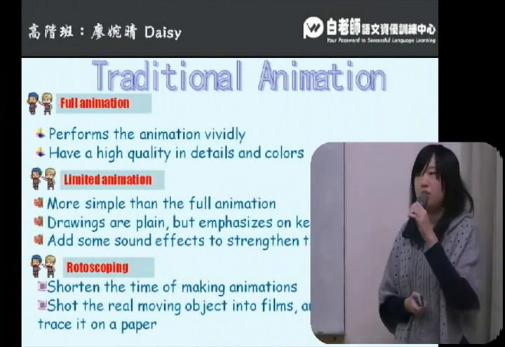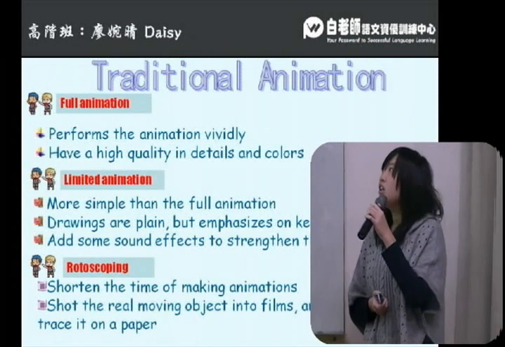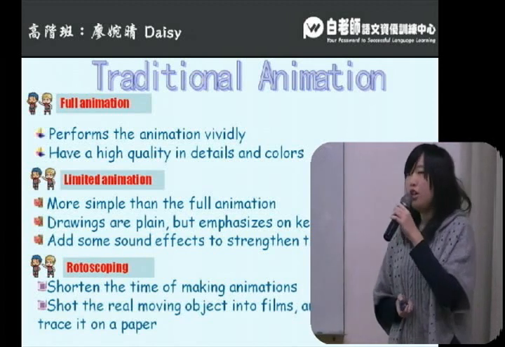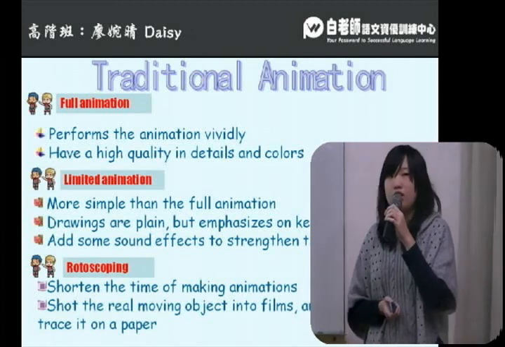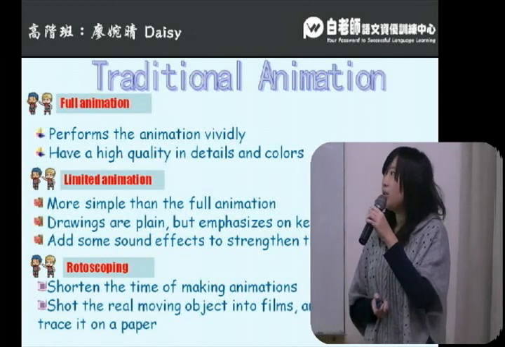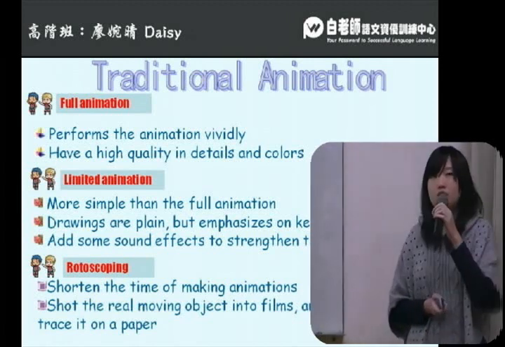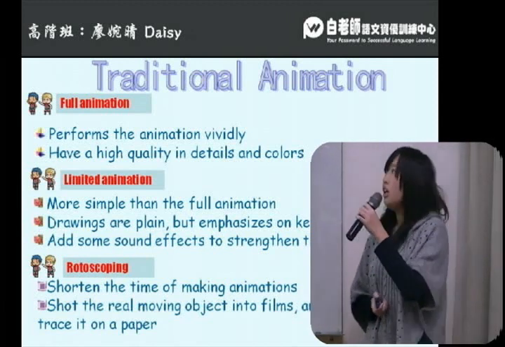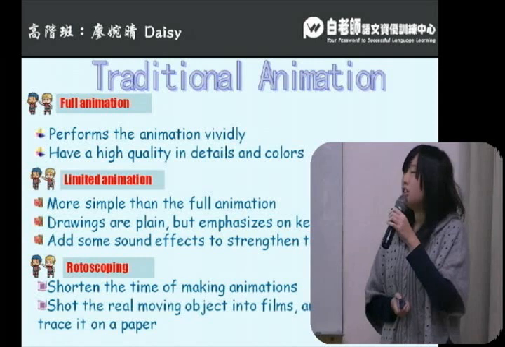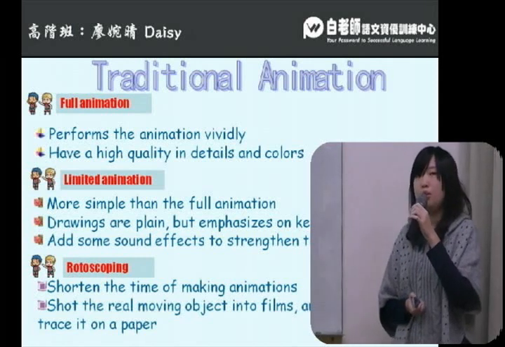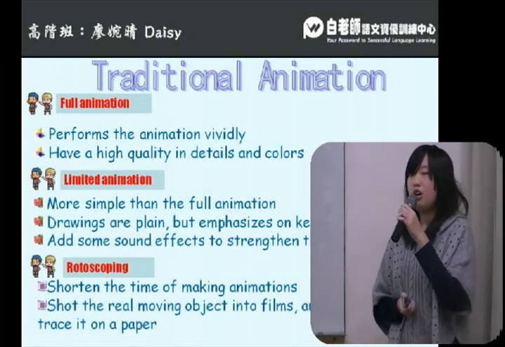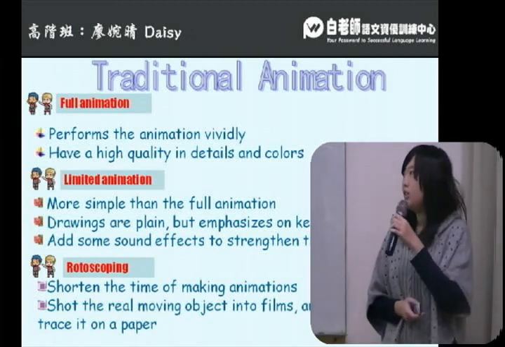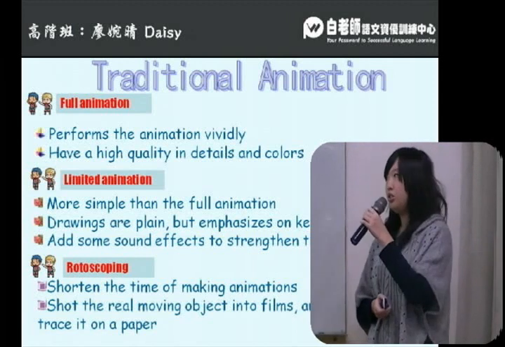And I will talk about the three techniques used in traditional animation. First one is the full animation. The full animation performs the animation vividly, and has high quality in colors and details. And the second one is the limited animation. It is simpler than the full animation, and the pictures are plain, so they emphasize the sound effects, strengthen impressions, and emphasize key actions.